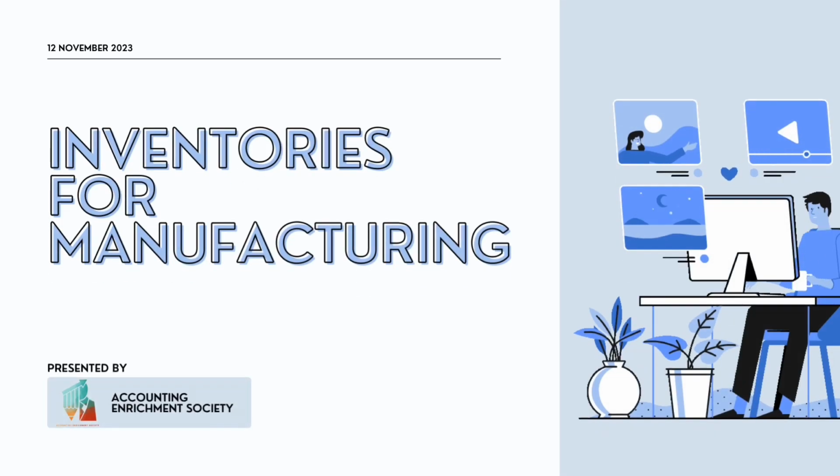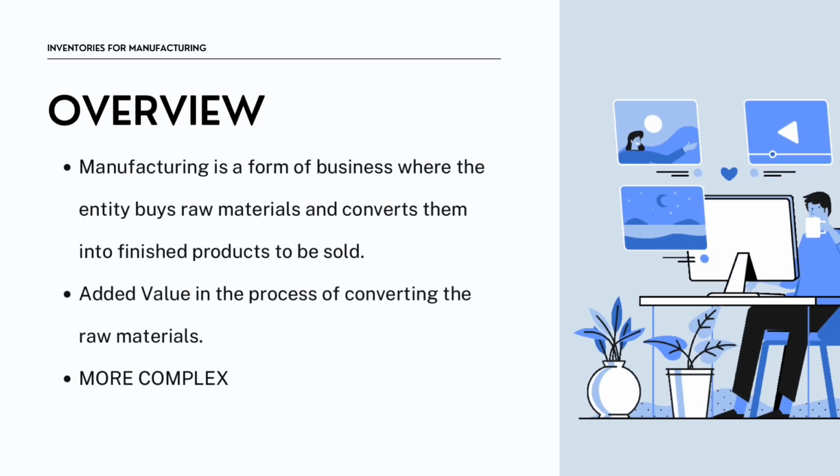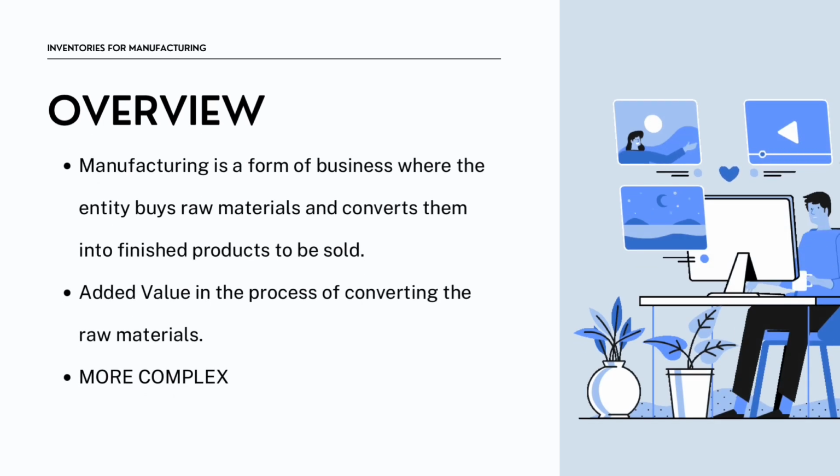For today's video, we will be discussing inventories for manufacturing. And to provide an overview, manufacturing is a form of business where the entity buys raw materials and converts them into finished products to be sold. There is an added value in the process of converting the raw materials since it will be converted into a more useful product. Manufacturing is much more complex compared to merchandising in terms of operating cycle, inventory, and income statement.